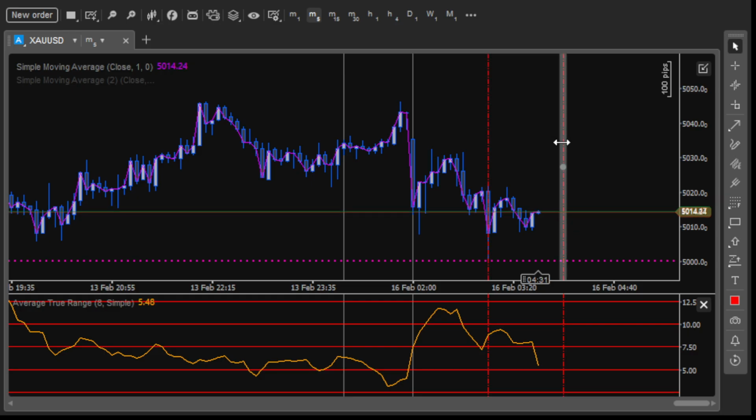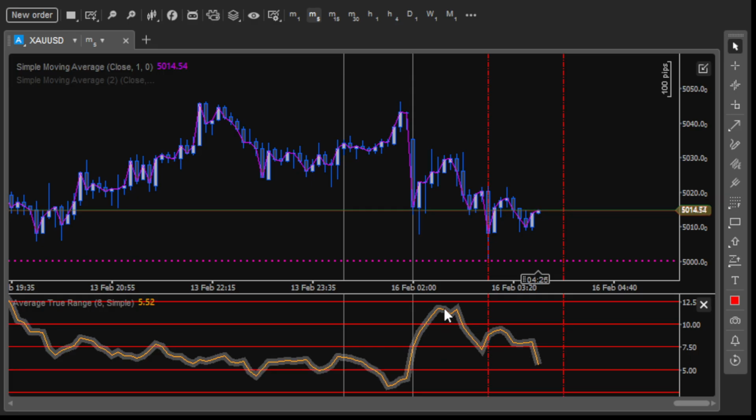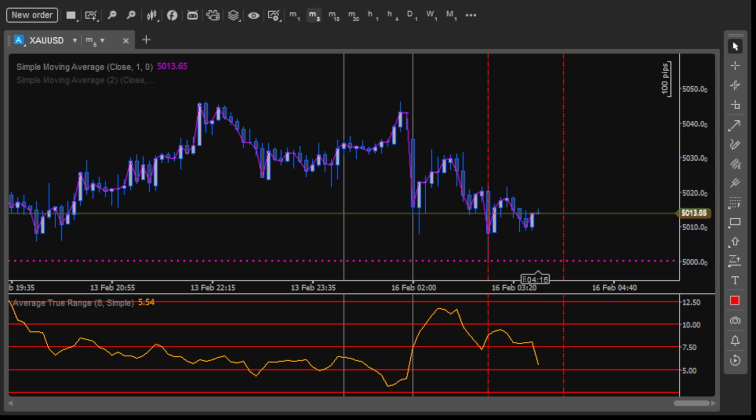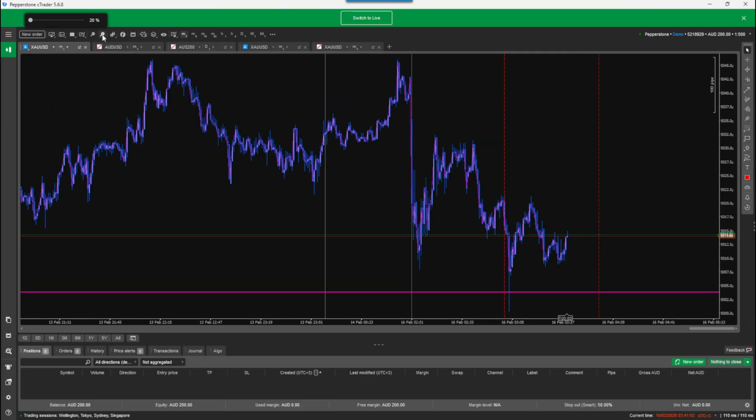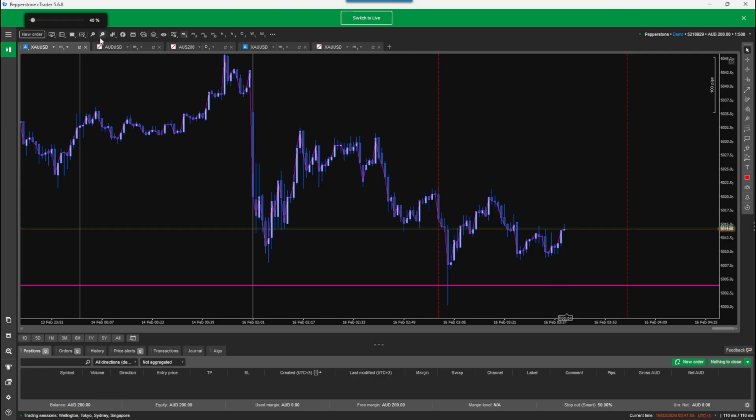The Australian Open, Tokyo Asian Open went up here as high as 12-ish. Went down to 9-ish. We're currently sitting at 5-ish. Remember, this is an ATR on an 8-period moving average on a 5-minute chart. Currently sitting at 5.54, so volatility's dropped down a little bit. When we're going back to the 1-minute chart on gold, just having a look at what we got.